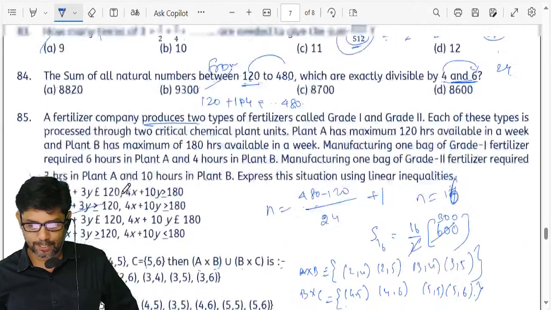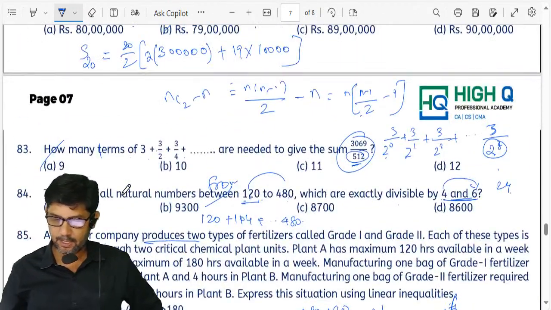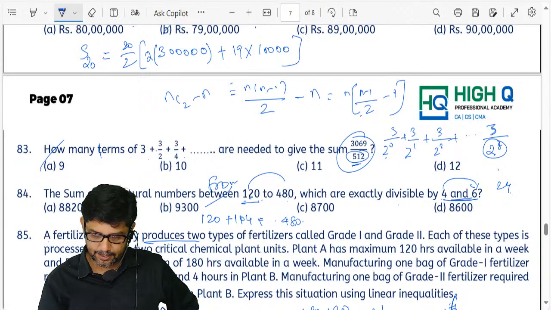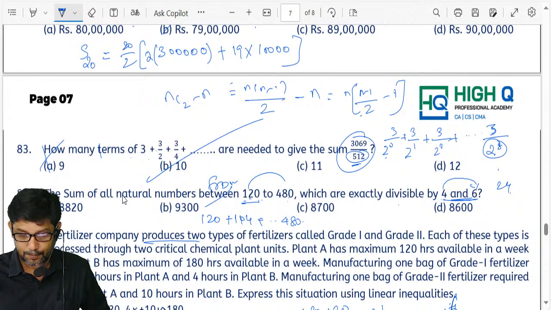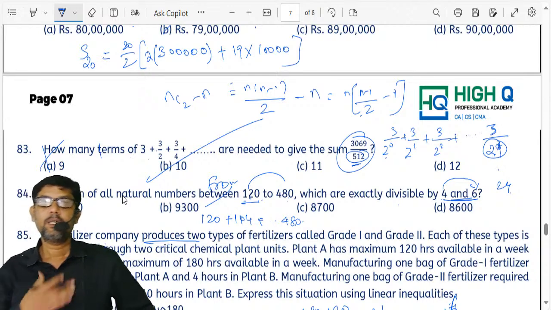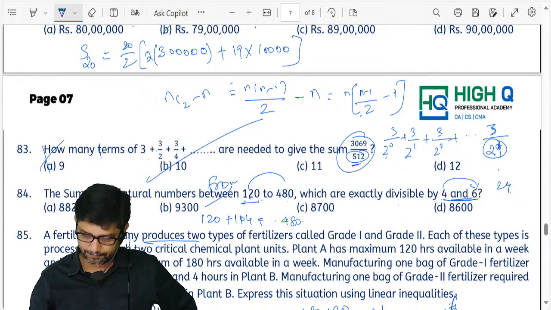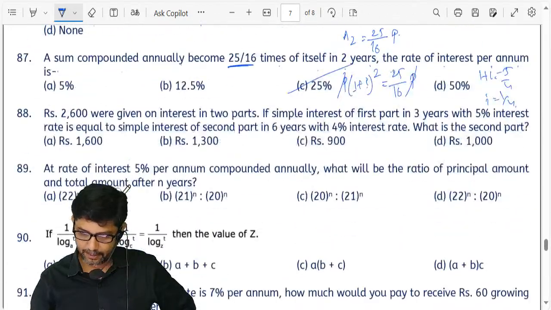Ah, right. 2 power 9 is only 512. Yes, the answer is 10. 2 power 9 is 512. Thank you so much, my dear. The blunder I have committed.